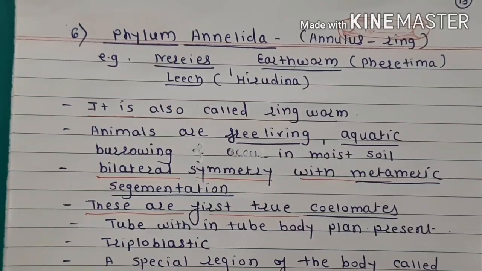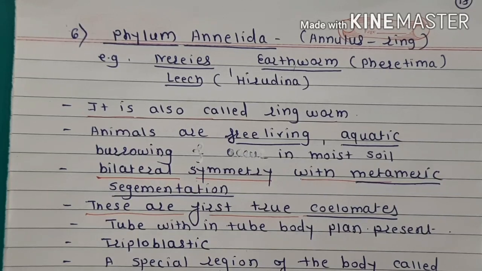Phylum Annelida. Annulus means ring. Example, Nereis, earthworm, leech. It is called ringworm. Animals are free-living, aquatic, burrowing. They show bilateral symmetry with metameric segmentation. That is, the external segments of the body coincide with internal segments. It is a true coelomate.